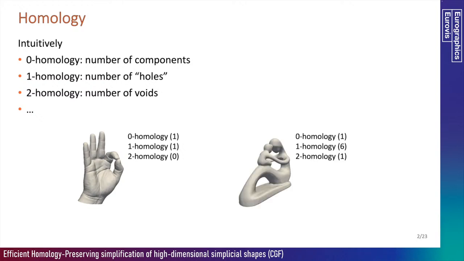In a different example, the fertility statue, we still have the zero homology, which is one. We have the one homology, which is way more complicated this time because we have multiple cycles. And we have the two homology, which is one, because this time there is a cavity, the inside of a mesh, which is completely enclosed by the mesh surface.